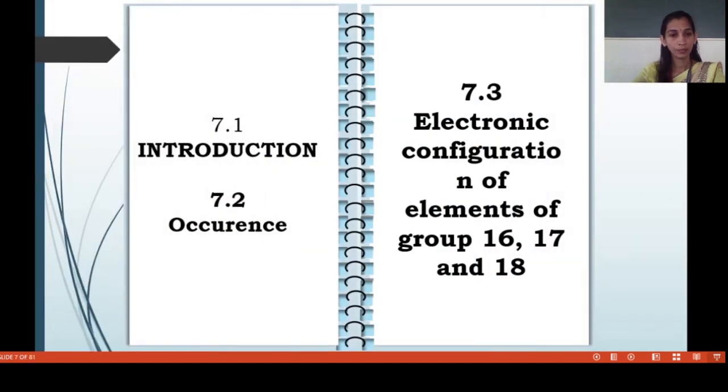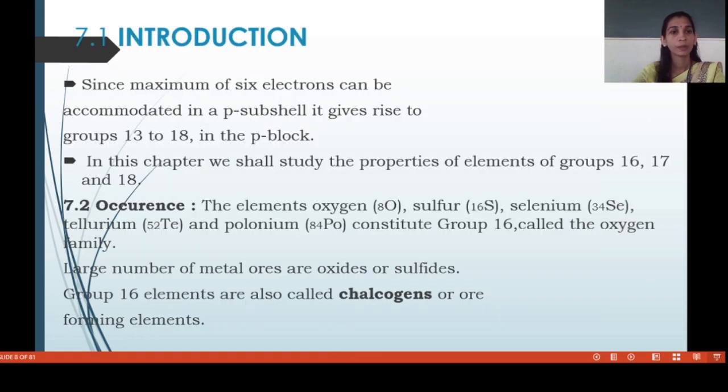In this lecture, we will see the introductory part as well as the occurrence of group 16, 17 and 18 elements, while the next point is the electronic configuration of the elements of group 16, 17 and 18. Some other points we will also see in this lecture.